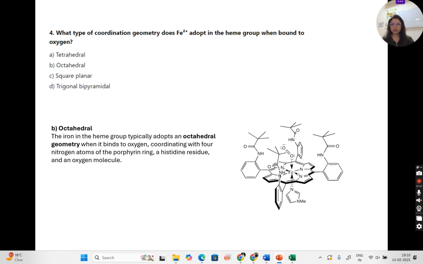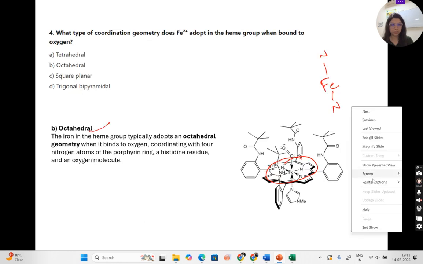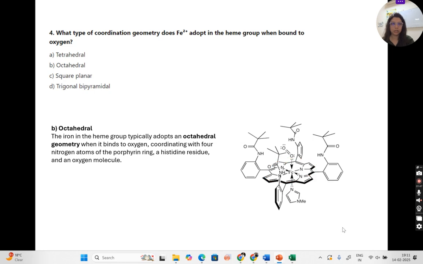So yes, the correct answer is B. These are the simple questions. We get octahedral, and in the case of octahedral, because why? Because the heme group already has 4 nitrogen here. Okay, so I can direct it like this. Yes. So Fe has 4 nitrogen like this.